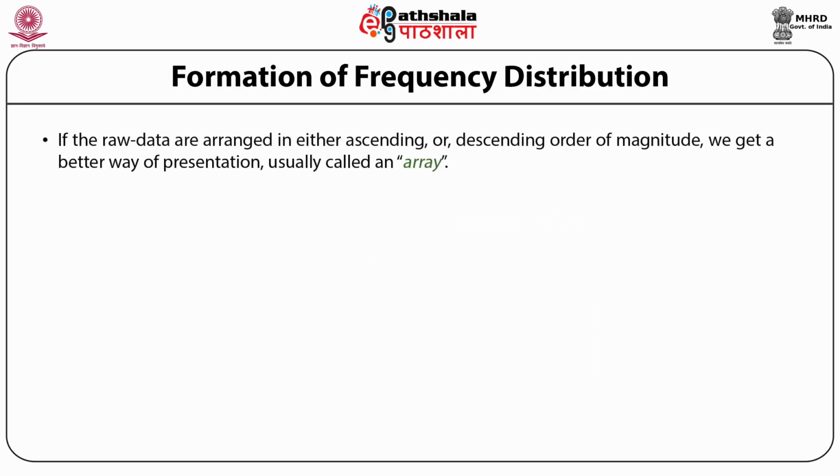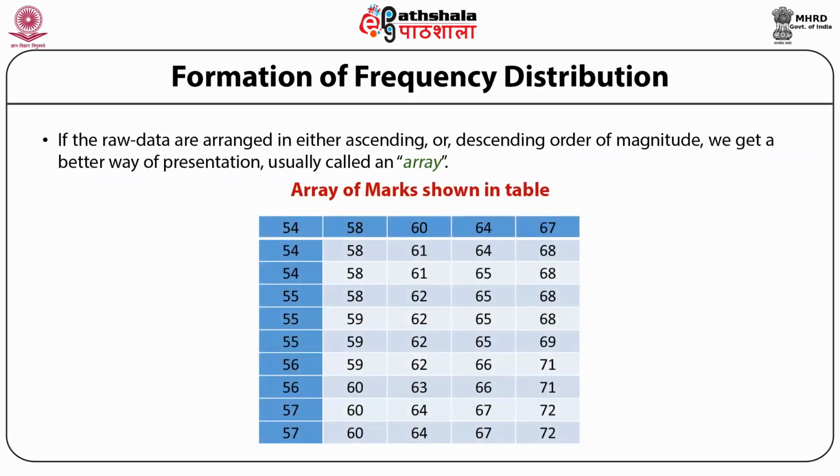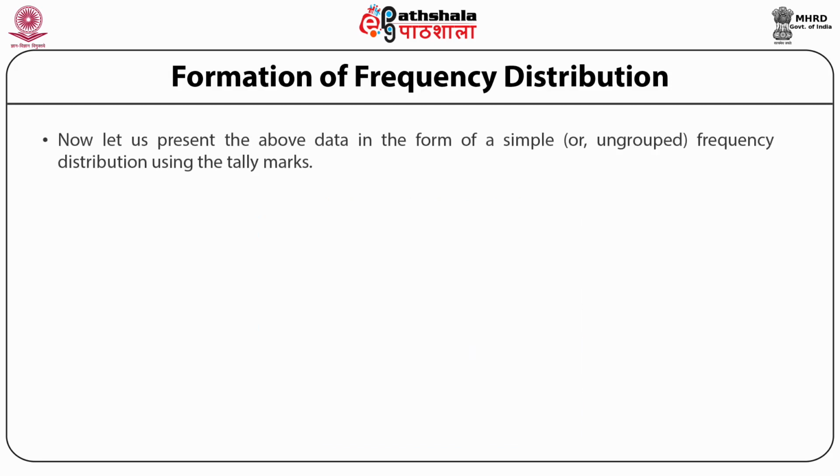If the raw data are arranged in either ascending or descending order of magnitude, we get a better way of presentation, usually called an array. So the above table can be ordered in this way. How many times each value has been repeated, and this is in fact the ascending order we have. Now let us present the above data in the form of a simple, unorganized frequency distribution.